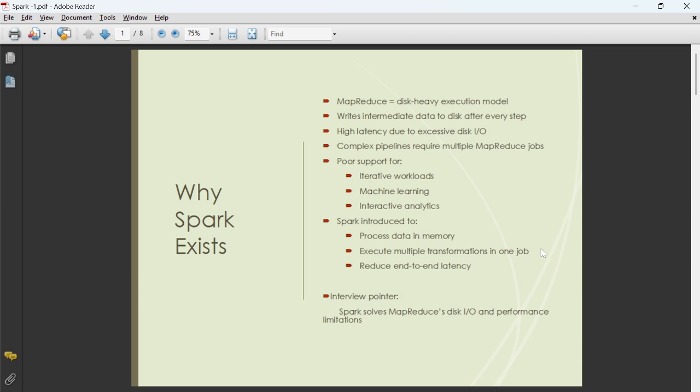Spark was created to fix this exact problem. The core idea of Spark is very simple. Keep data in memory whenever possible, execute multiple transformations together, avoid unnecessary disk writes. That's the foundation of Spark.